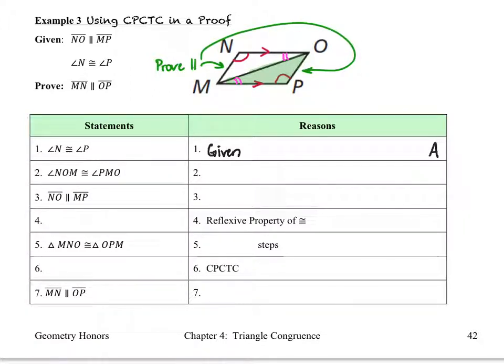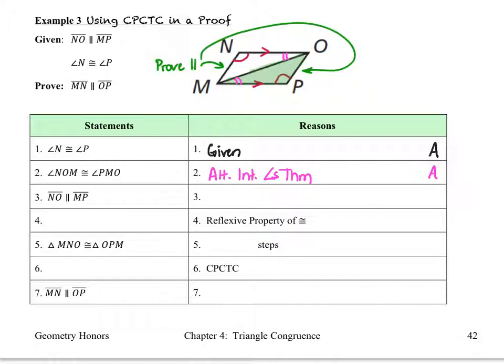The next statement says angle NOM is congruent to angle PMO. We just mark those in pink on our diagram, and we know that that is true because of the alternate interior angles theorem. And that's our second angle.